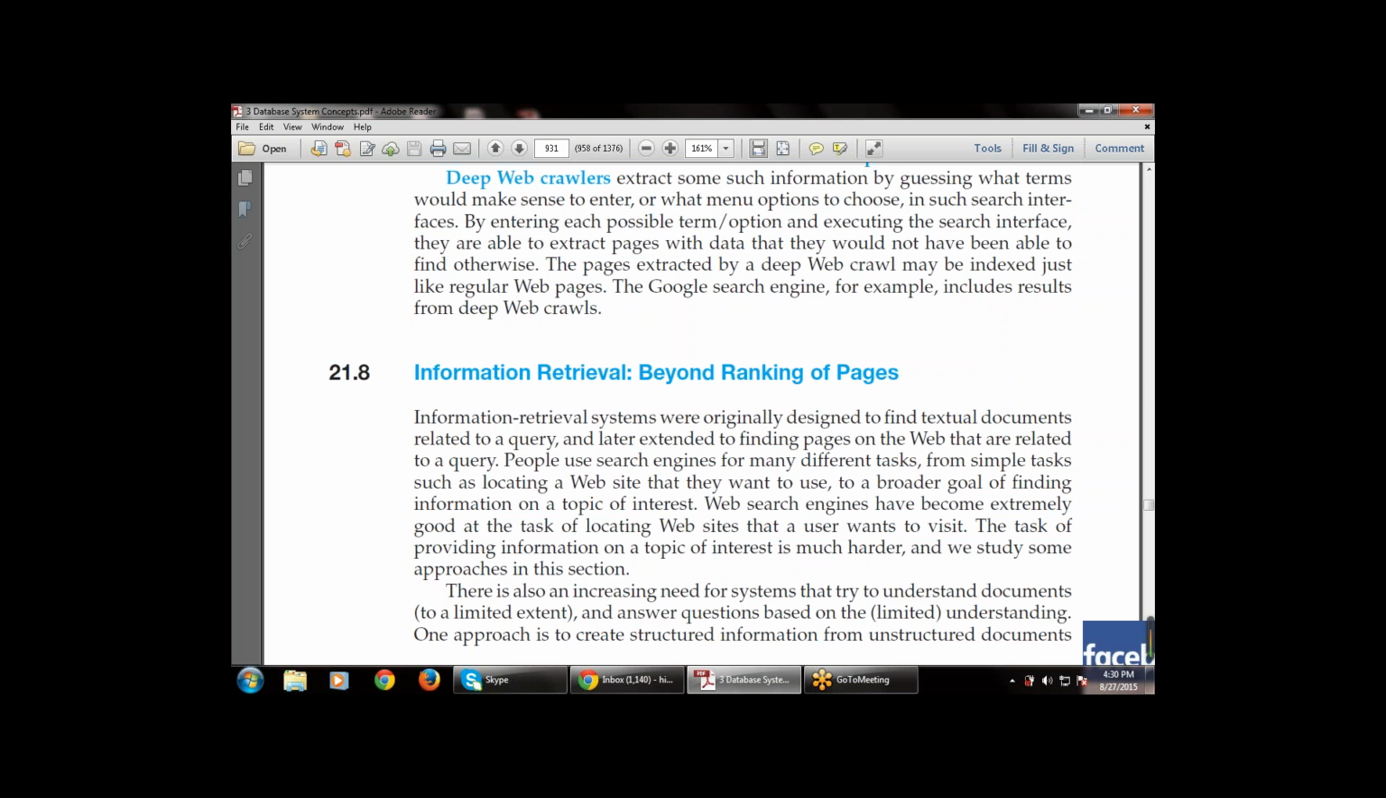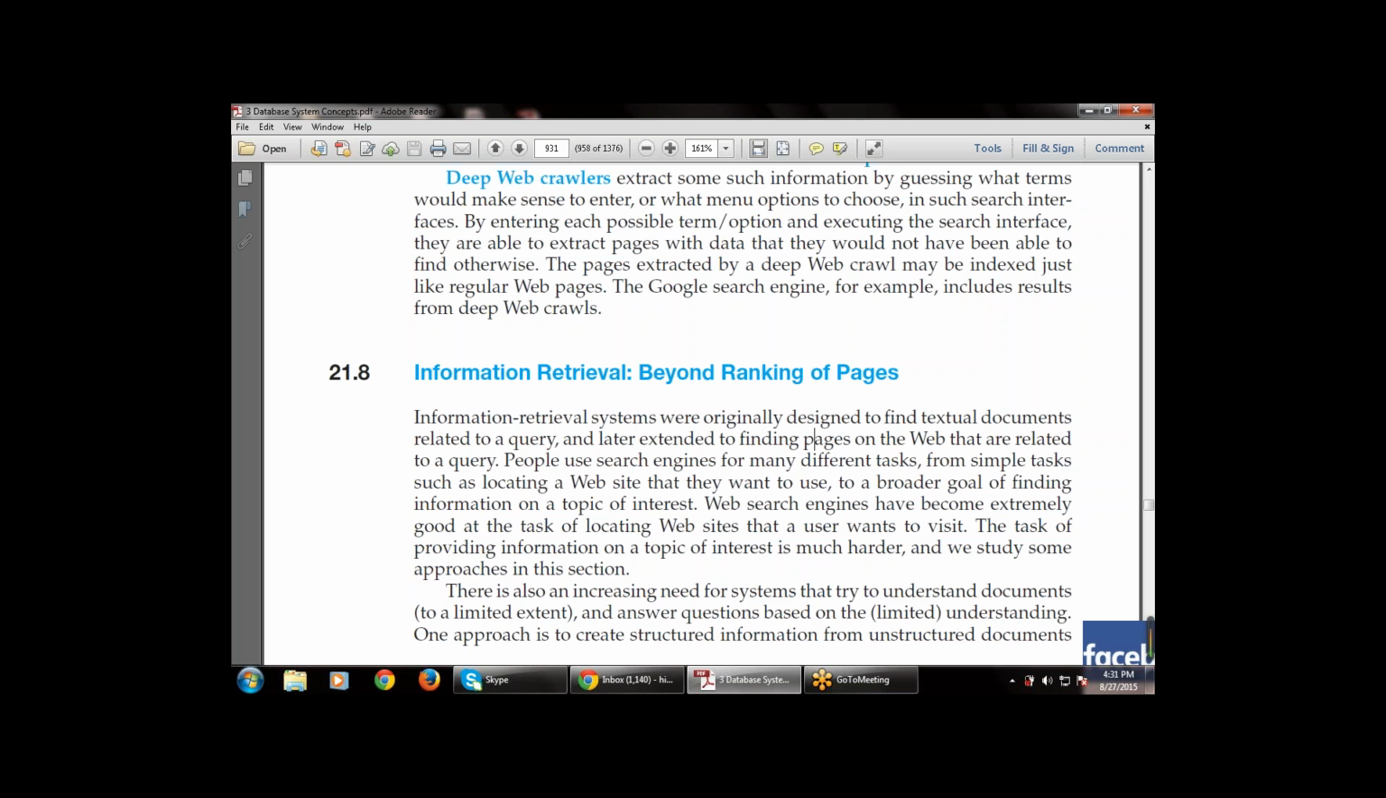Web search engines have become extremely good at locating the websites that a user wants to visit, whatever the link or URL used. The task of providing information on a topic of interest is much harder, and we study some approaches in this section, that is, how to retrieve information going beyond the ranking of pages.